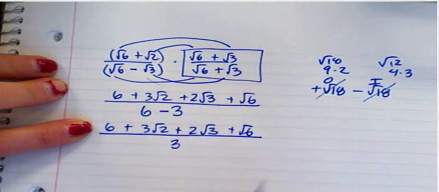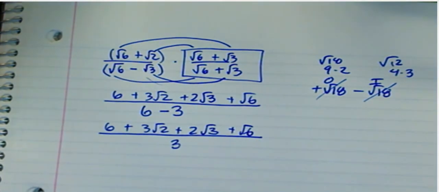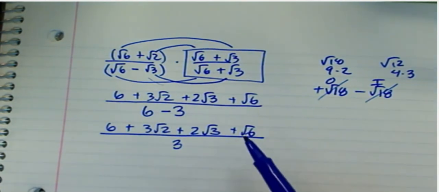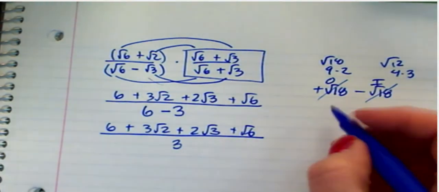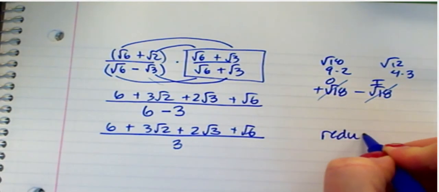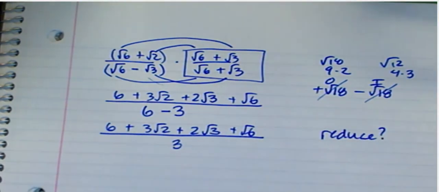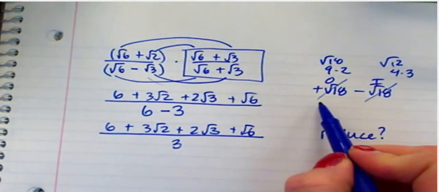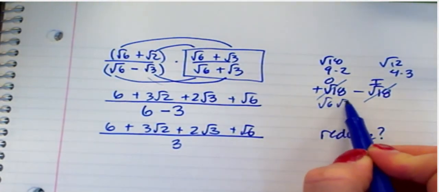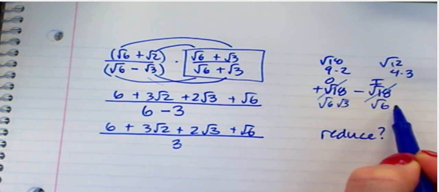Over 3. Now the question is, is that done? Can anything be added? No. Can anything be reduced? Wait, how come you don't do square root of 6 times square root of... I do, right here. No, for the lower. Yeah, right here.